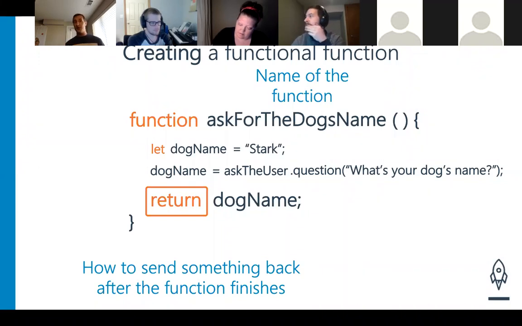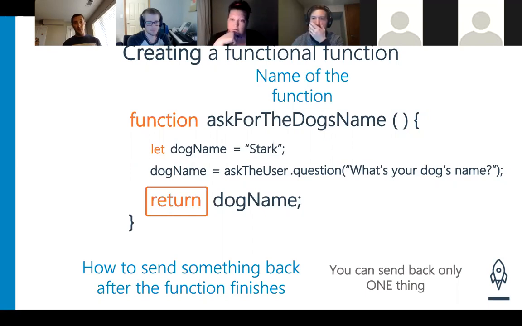Which leads me to another big point. You can only return one thing. You can't just slap a comma on here, put thing 2, and return it. You're going to get an error.